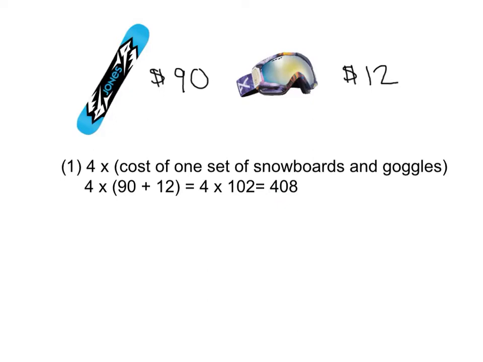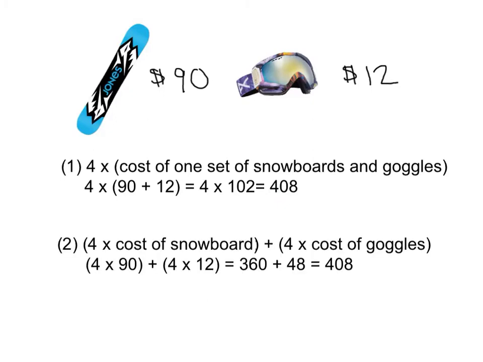Or you can do the following. You can instead find how much 4 snowboards cost and add that to the cost of 4 goggles, so that would look like 4 times 90 plus 4 times 12, which again gives you the same result of $408.